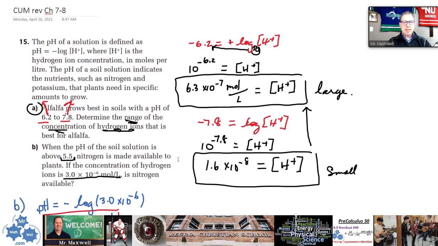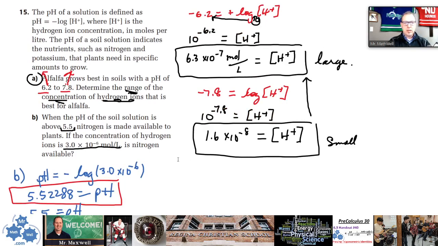Okay, so that's the cumulative review. That's a word problem, a logarithmic word problem here. That's number 15 from your cumulative review.